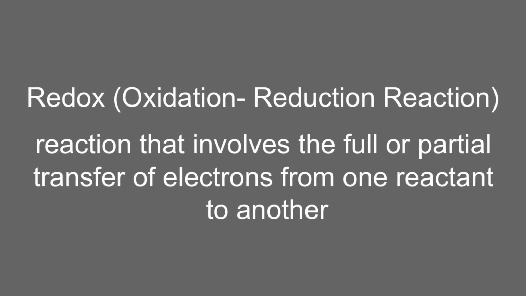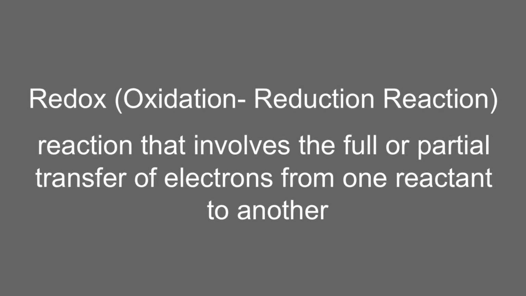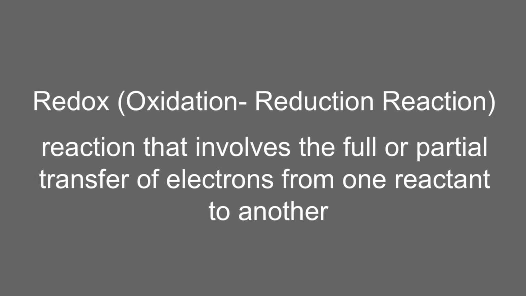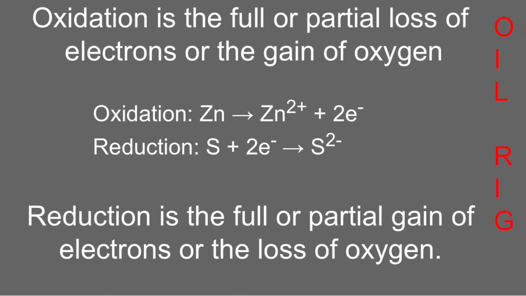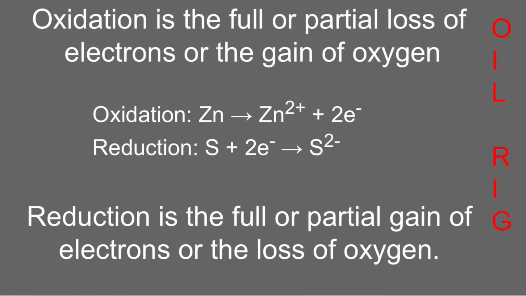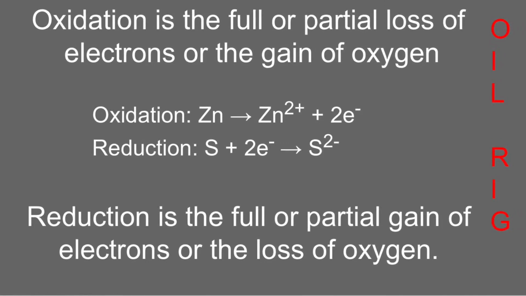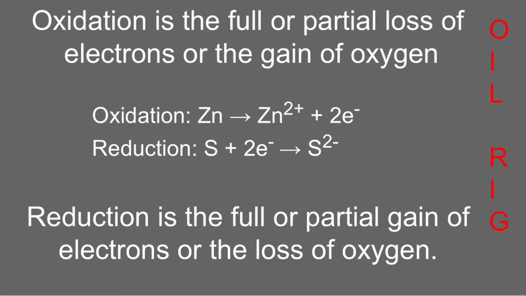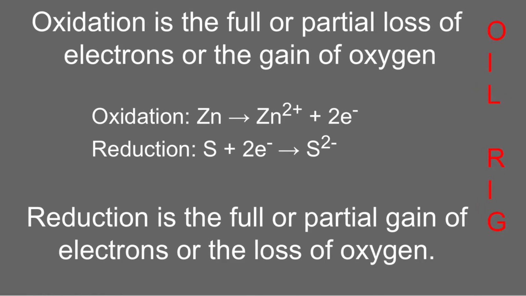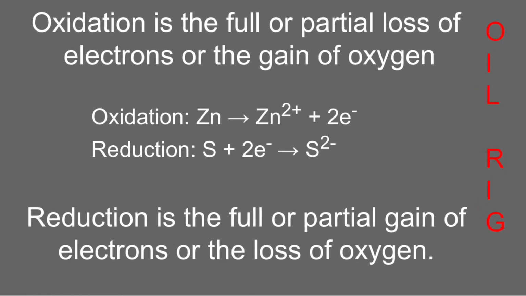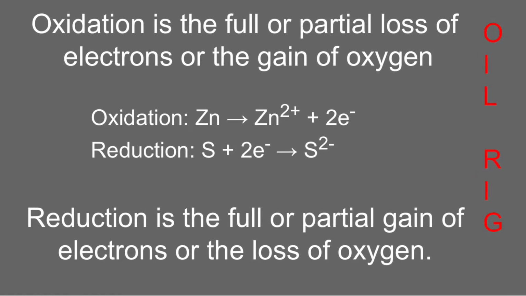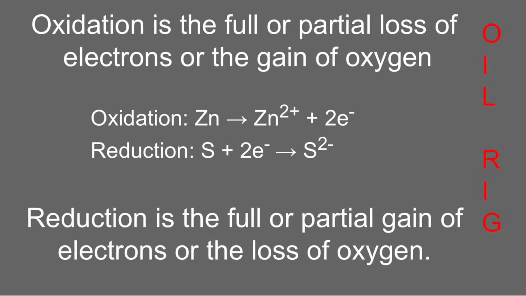A redox reaction, or oxidation-reduction reaction, is a reaction that involves the full or partial transfer of electrons from one reactant to another. A redox reaction is composed of oxidation and reduction. Oxidation is the full or partial loss of electrons or the gain of oxygen. Reduction is the full or partial gain of electrons or the loss of oxygen. When determining what is being oxidized or what is being reduced in an equation, you use OIL RIG. OIL stands for oxidation is losing electrons, and RIG stands for reduction is gaining electrons.